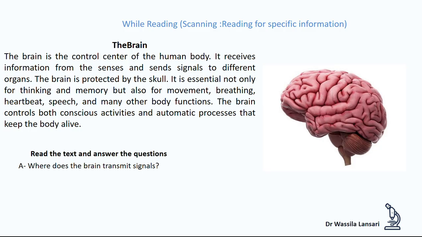Here the keywords are "where," which means the place. The second keyword is "transmit," and the third keyword is "signal." So here we can find the same words, transmit and signal, in the text, or the synonyms. We go through the text, and if we go to the second line, we find the word "sends," which is the synonym of transmit. We have "signals." So here are our keywords.